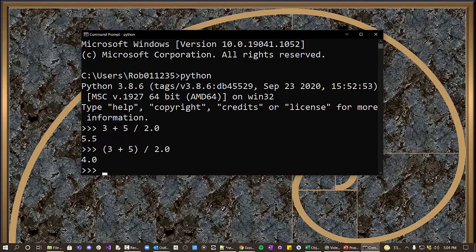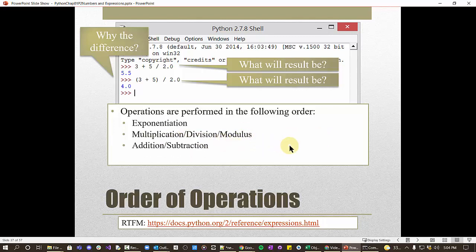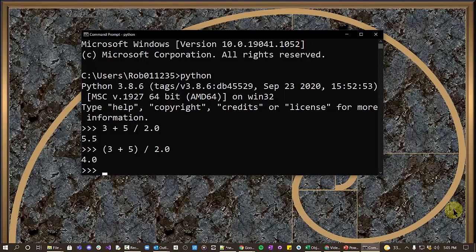So, how does that work? Well, we have an order of operations, and the order is exponentiation happens first, then multiplication, division, and modulus. Those happen from left to right next, and then addition and subtraction follow after that. So that can change the results of what you're doing.